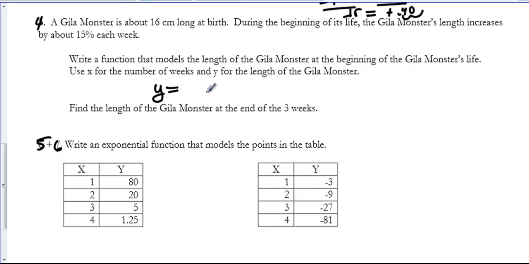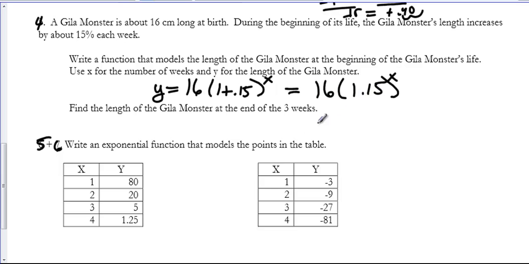So y is going to be equal to the initial value, 16 centimeters, times the rate as a decimal, and this is growth, so we're going to add instead of subtract, to the x power. And of course I could do a little bit of simplifying and rewrite it like that. If I want to find the value of this at that point, all I need to do is take my 16 times 1.15 and put it to the third power, because each week this thing grows that much, which means by the end of the third week, the 16 centimeter long Gila monster is now 24 1/3 centimeters long.